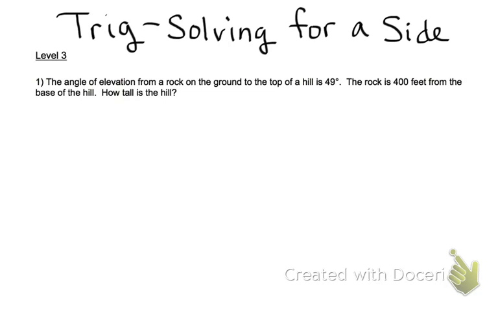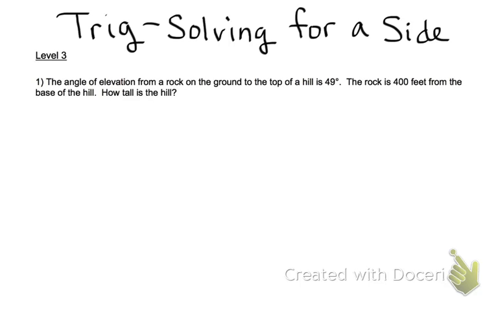We are going to use trig to solve for a side of a triangle, and these are level 3 problems. Number 1 says the angle of elevation from a rock on the ground to the top of a hill is 49 degrees. The rock is 400 feet from the base of the hill. How tall is the hill?